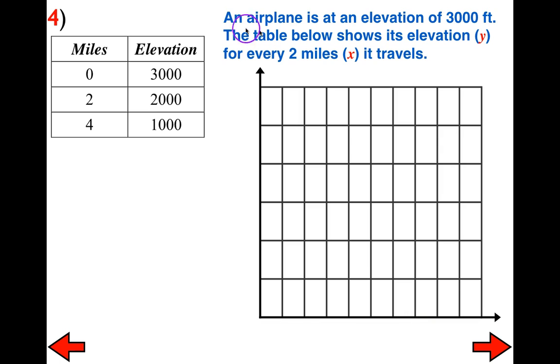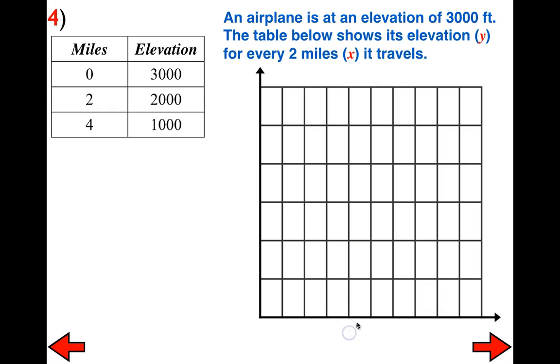So now moving on to number 4, it says an airplane is at an elevation of 3000 feet. The table below shows its elevation y for every 2 miles x it travels. At this point, I want you to go ahead and pause the video and try it on your own. Okay, so now let's check out our work. So first things first, I'm going to have to scale my graph so that I can fit the numbers that I have based on my table.